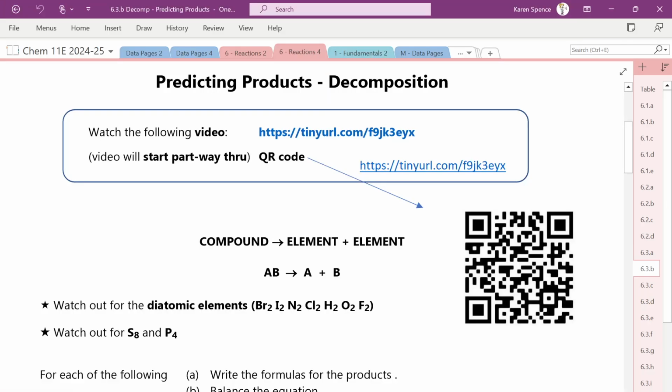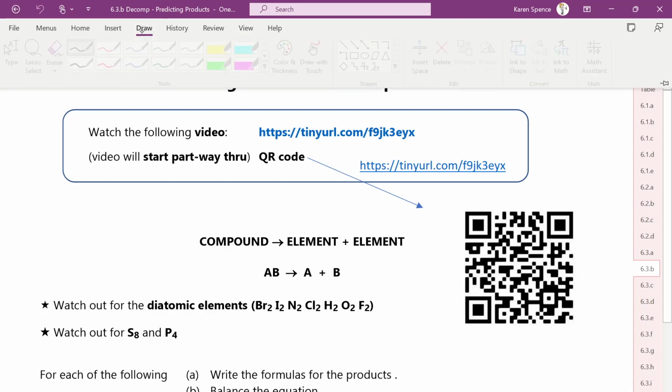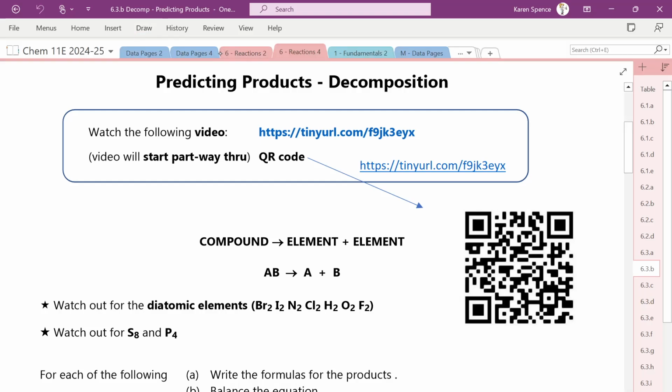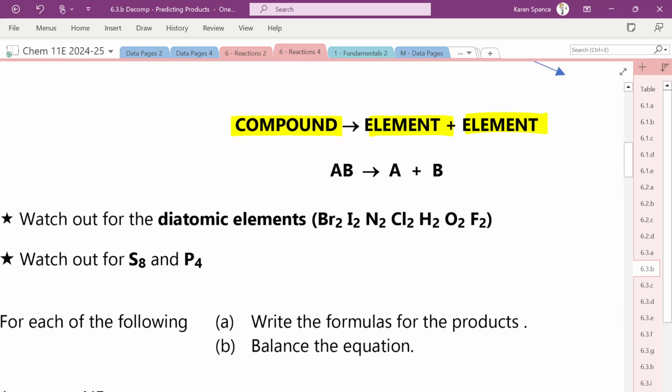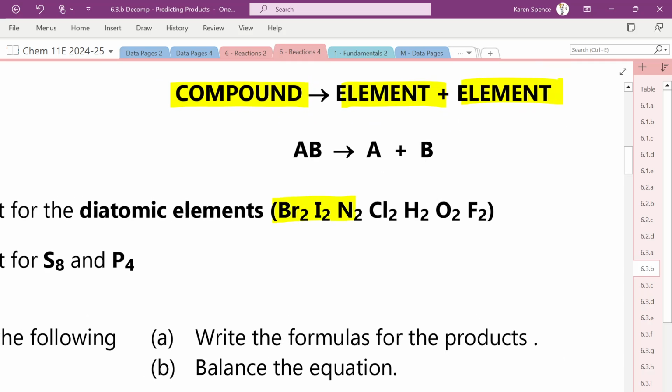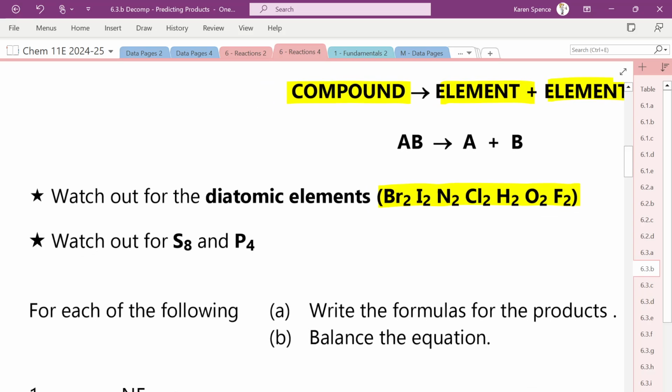So this is really the easiest to predict, because when you're doing decomposition, we go from a compound, and then we end up with our products being just an element and an element. There are more complicated decompositions, but we won't be predicting the products for them, okay? The only thing you have to watch out for is the diatomic elements. Anyone forget how to find the diatomics? No, we're good, excellent. And then there's the two new ones.